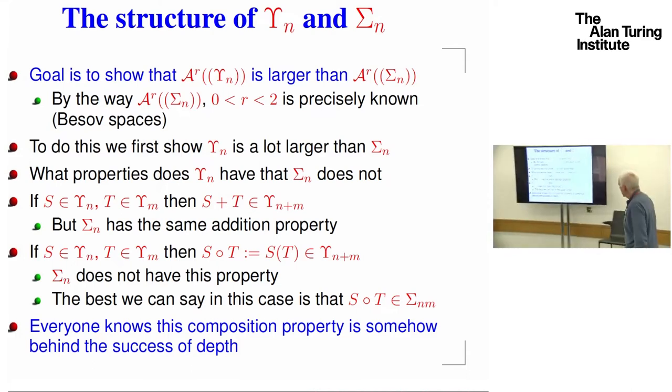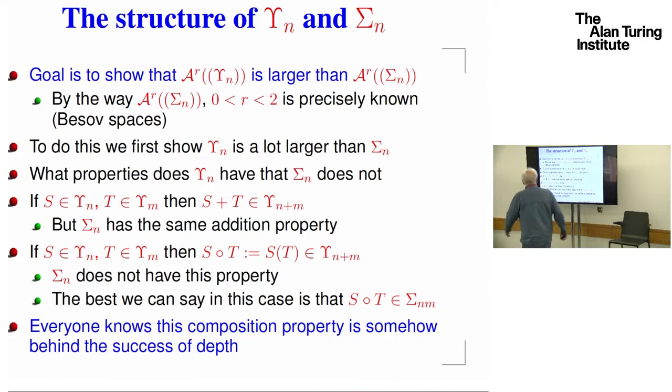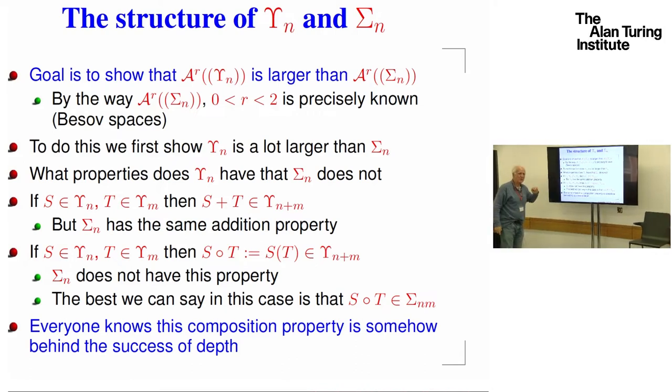I mentioned that these are not linear spaces. If you take S from upsilon N and T from upsilon N, and add them together, you don't get something in upsilon N, but you get it in upsilon 2N. Okay? But sigma N has the same property. Now, that's not the secret.